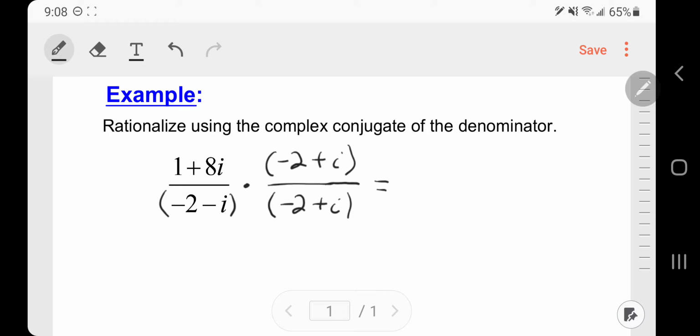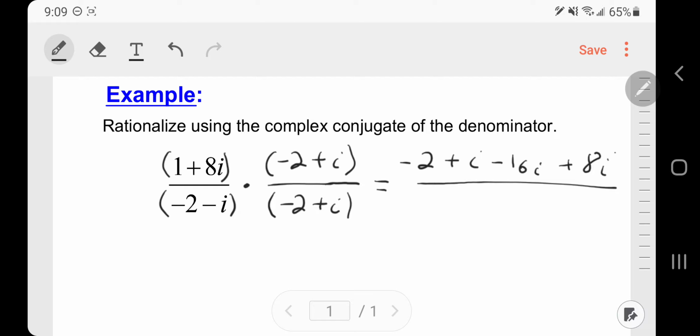Okay, so in the numerator, we're just going to FOIL this. First would be 1 times -2, that's going to give me a -2. The outer terms are 1 times i, which would be just i, or 1i. The inner terms, 8i times -2, is -16i. And the last terms, 8i times i, is 8i squared. So again, I just FOILed these two parentheses up here.